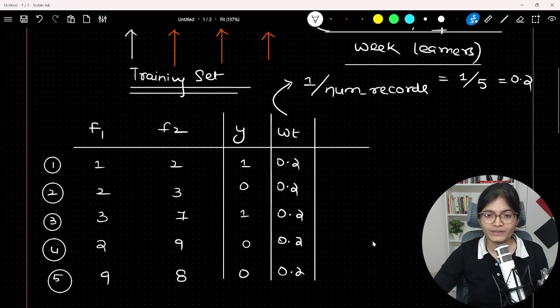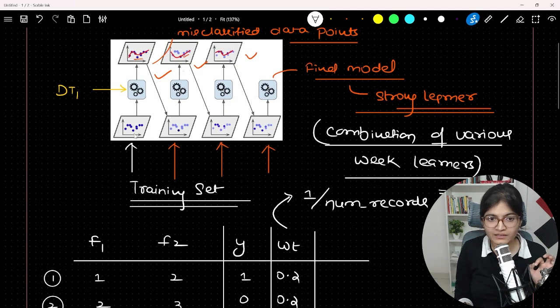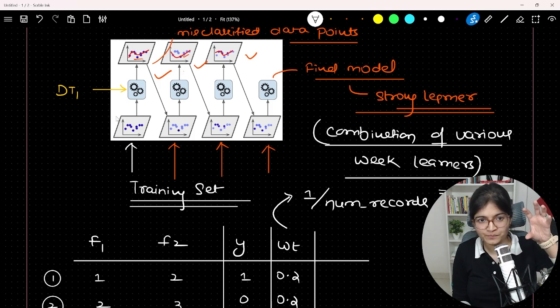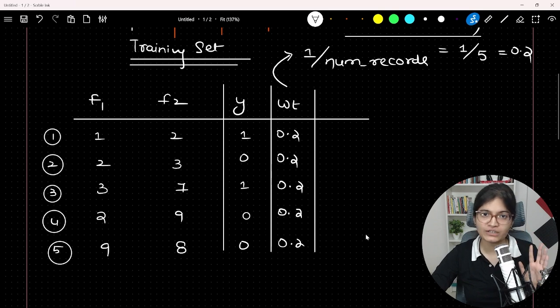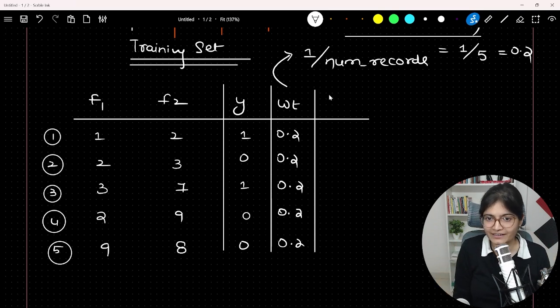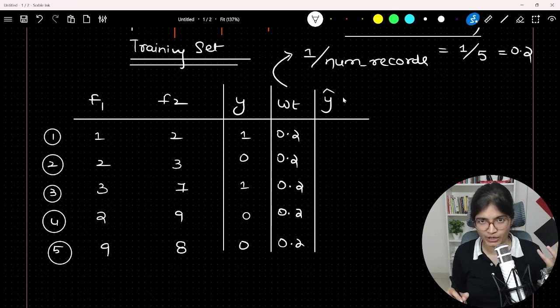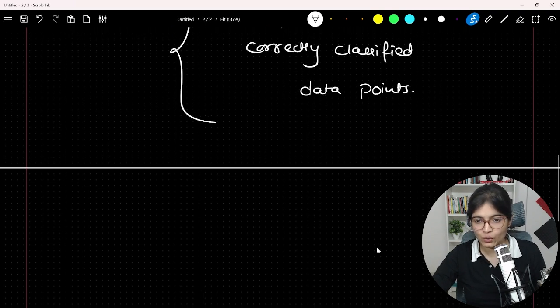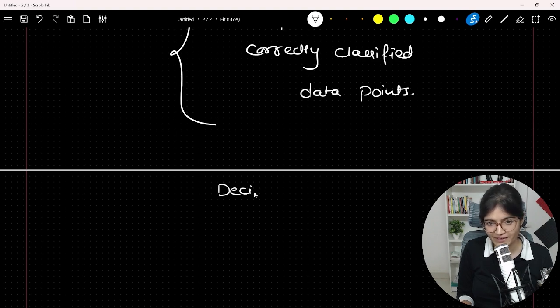Now you train your first decision tree, DT1. You pass all the training data available, which is 5 records in our case, and we train our DT1 model because we have 2 input features and the target value as well. Let's suppose your model is trained and ready, and you get the predictions out of that model, which is y cap. One thing to remember in this AdaBoost algorithm: the decision trees we are talking about are called decision stumps.